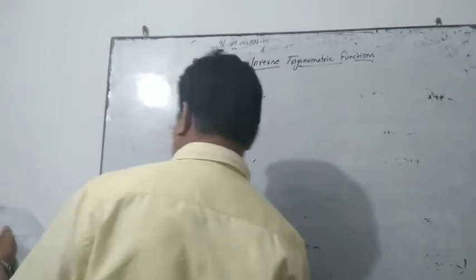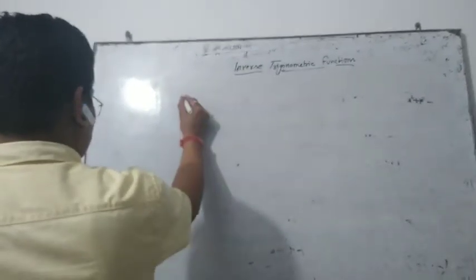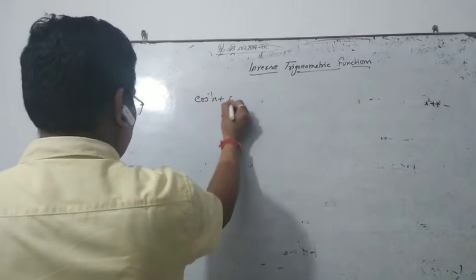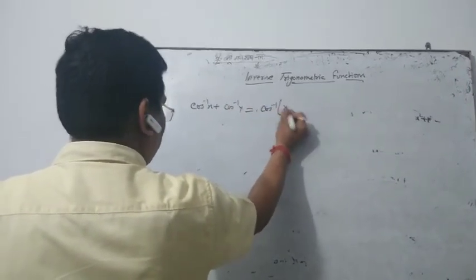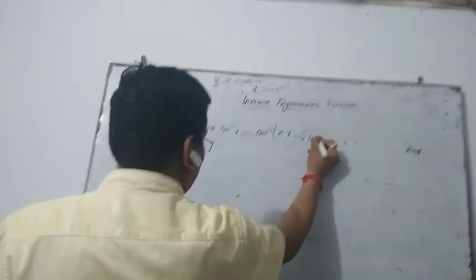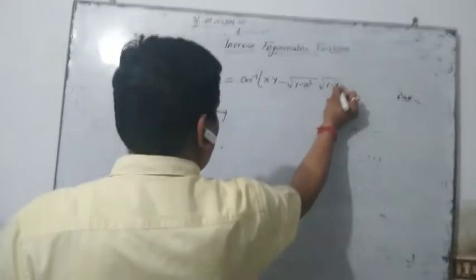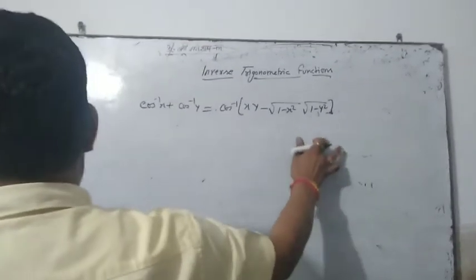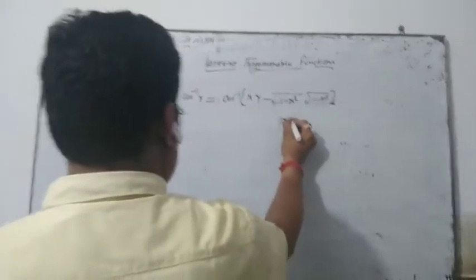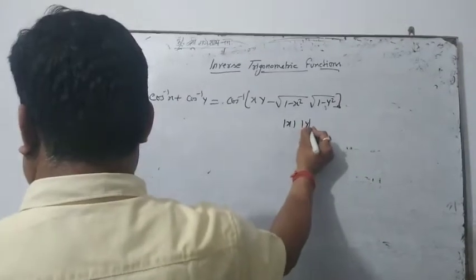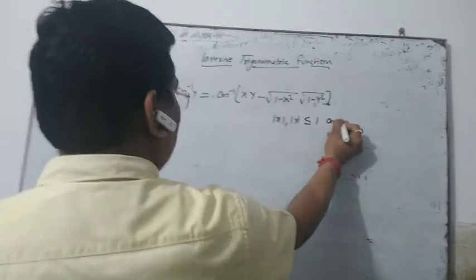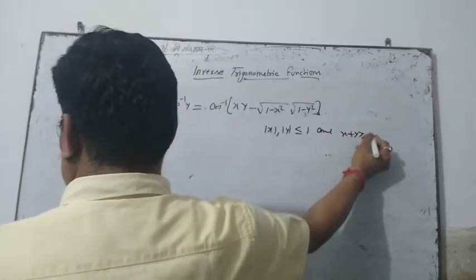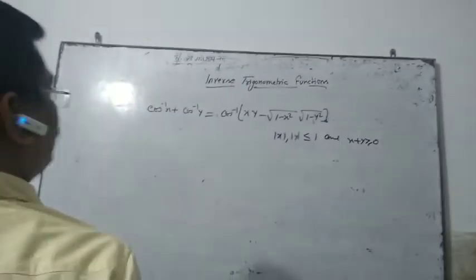Cos inverse x plus cos inverse y and cos inverse x minus cos inverse y. First of all, cos inverse x plus cos inverse y is equal to cos inverse of xy minus root of 1 minus x square times root of 1 minus y square. Here the same condition applies: if mod of x and mod of y are less than or equal to 1 and x plus y is greater than or equal to 0, this formula will be used.